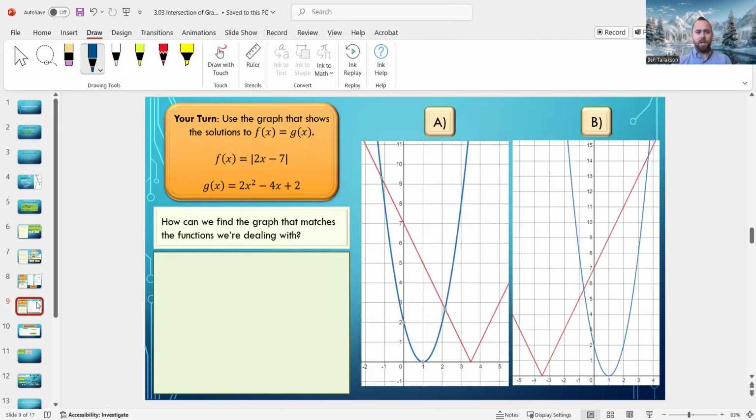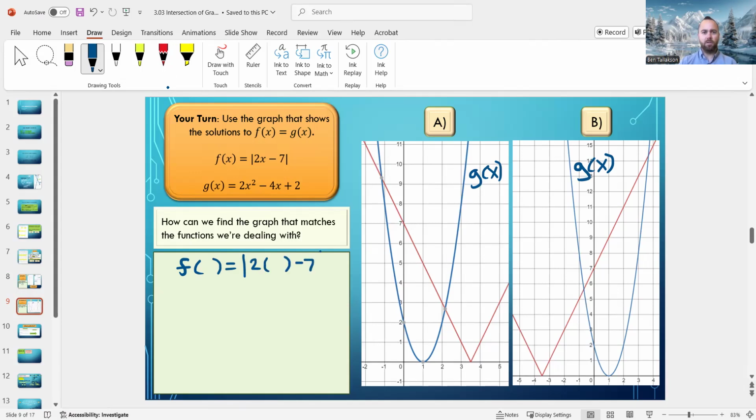What about this one? We have a quadratic and an absolute value. Once again, a great way to start is by asking yourself, do one of these look the same on both? Because if we don't have to figure both out, why not save ourselves some time? Do this the smart way, not the hard way. Well, you should have noticed the blue line is the same on both graphs, and the blue line is our parabola, so that goes with g of x. So once again, we only need to work with our absolute value function.